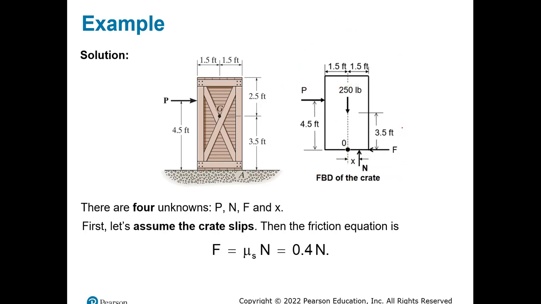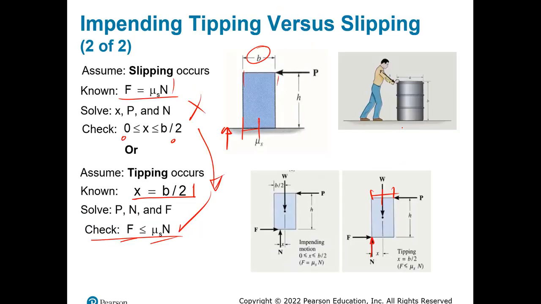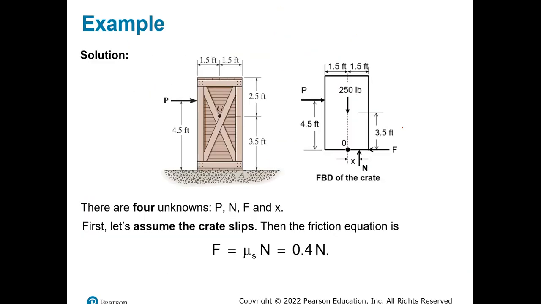Like I said before, we will assume that the crate slips. We're going to use this case right here. Slipping occurs. And therefore, I will assume that the maximum force will be equal to 0.4, mu sub s, times the normal. Okay? So now I will have my first equation, so I can solve my system of equations.